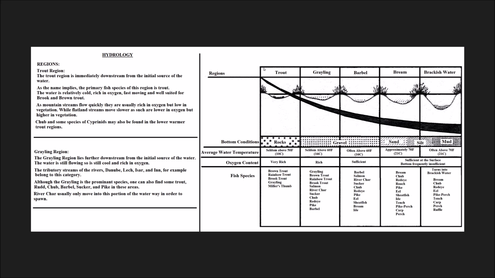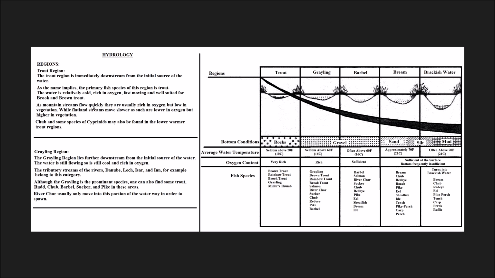So we have the regions. We have the trout region. The trout region is immediately downstream from the initial source of the water. Glacial melt, snow melt, high altitude rains, that kind of thing. As the name implies, the primary fish species of this region is trout. The water is relatively cold, rich in oxygen, fast moving, and well suited for brook and brown trout.